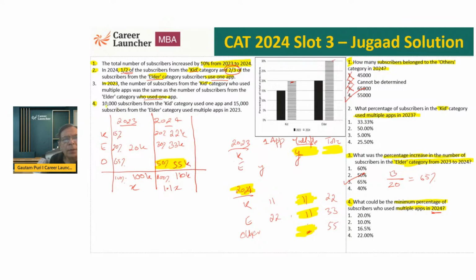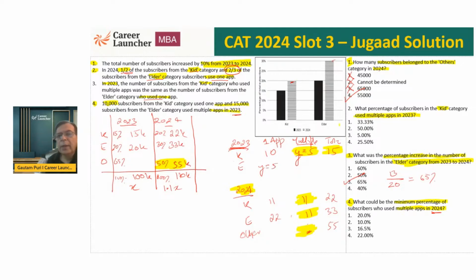Statement 4. 10K subscribers from the kid category use one app and 15K from the elder category use multiple apps in 23. In 23, which is 2023, 10,000 kids use one app. So this is 10. But what is the total number of kids in 2023? That is 15,000, 15% of 100K. So if this is 15, this becomes 5. Okay, this also became 5, but it doesn't matter, because I have to do question 2.